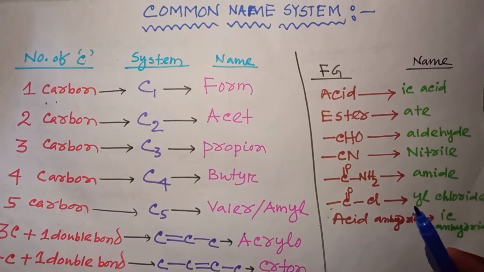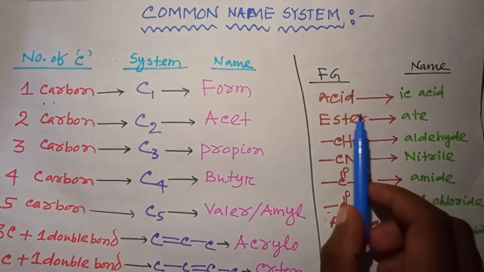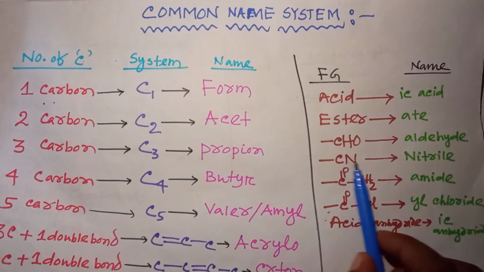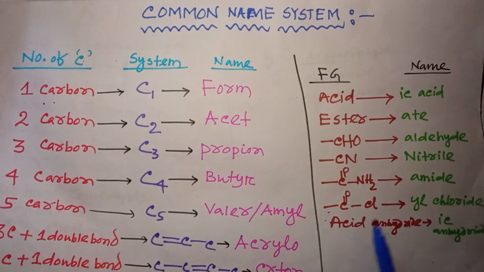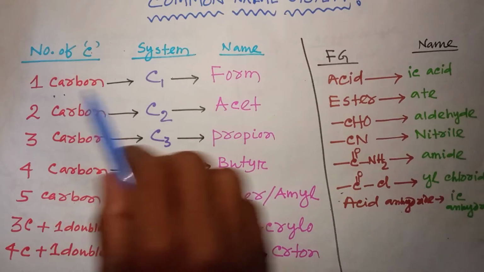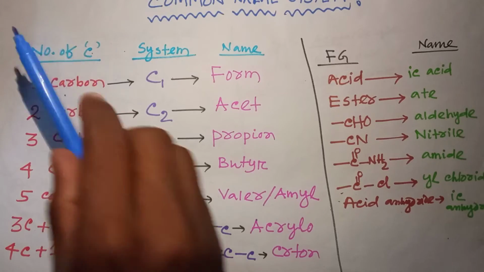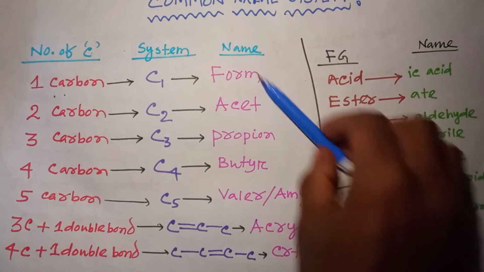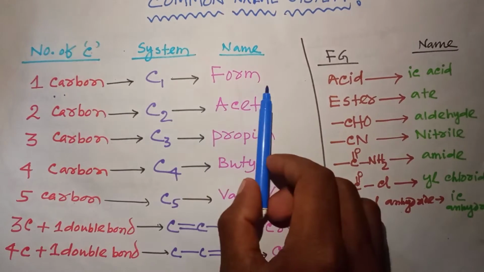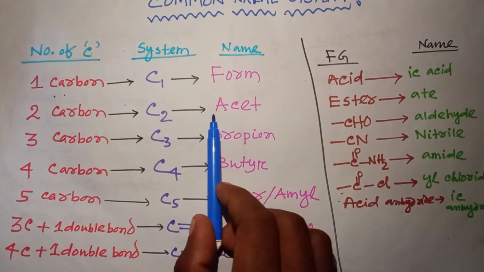Here is the common name system. This common name system is used for compounds like acid, ester, aldehyde, cyanide, CONH2, COCl and acid anhydride. Here is the naming system. You have to check the number of carbons in that particular compound, and accordingly give these names. If the organic compound contains one carbon atom, you use the word form. If it contains 2 carbon atoms, you use the word acet.